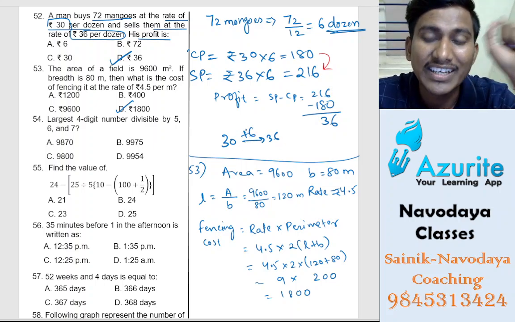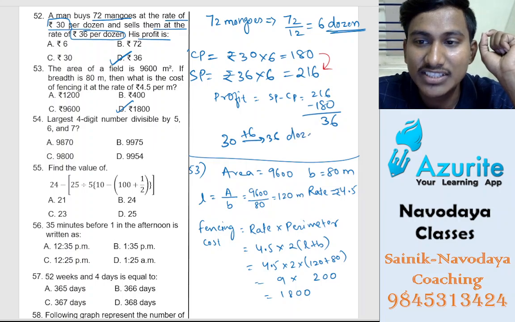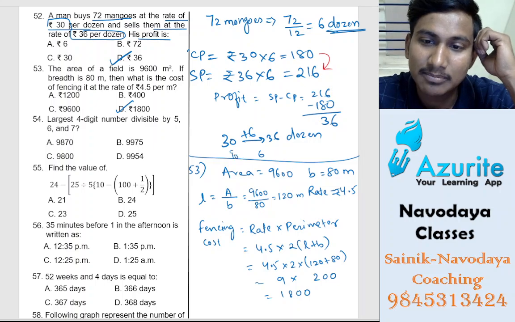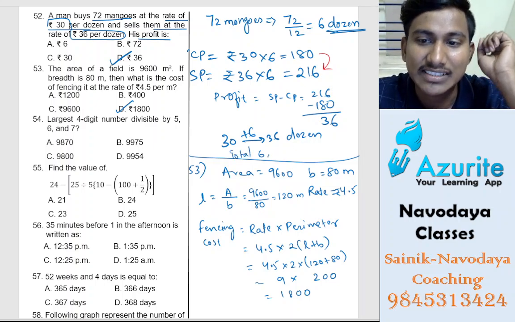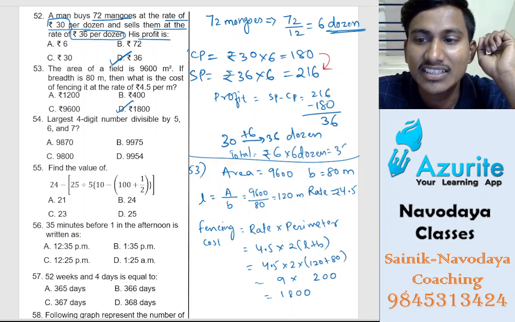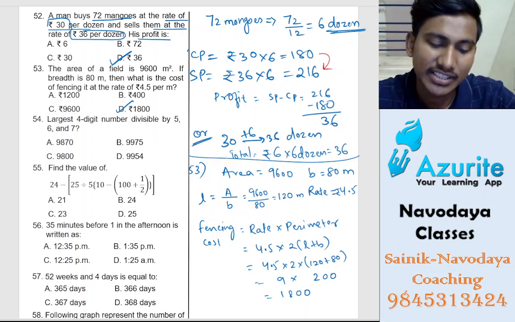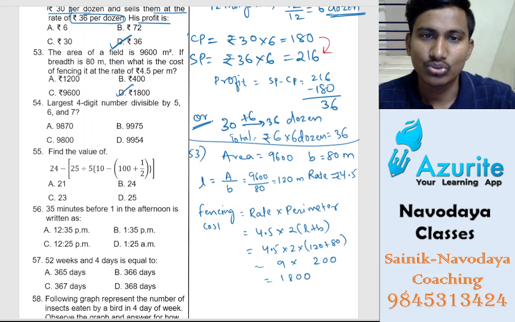So for 1 dozen, how many dozens are there? 6 dozens are there. So total will be 6 rupees for 1 dozen into 6 dozen. So total will be how much? That is 6 sixes are 36 rupees profit, right? That way also you can do it. Understand? Now let's go to the 53 question.